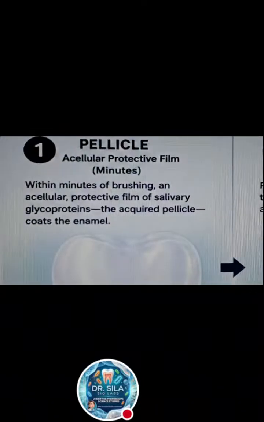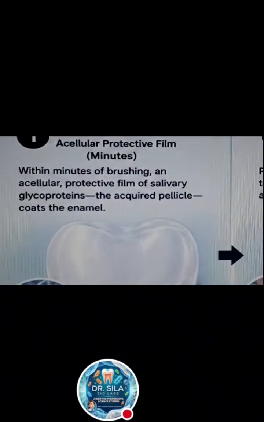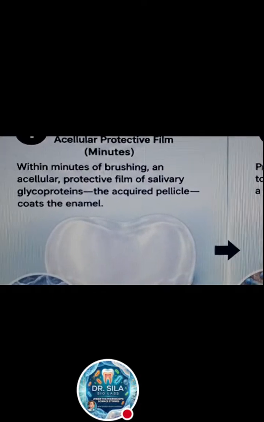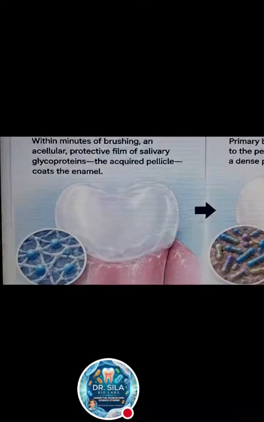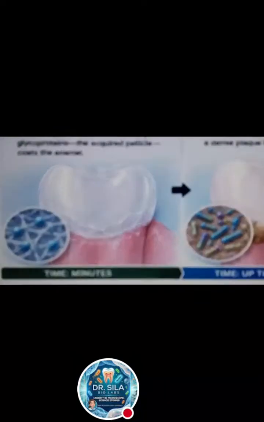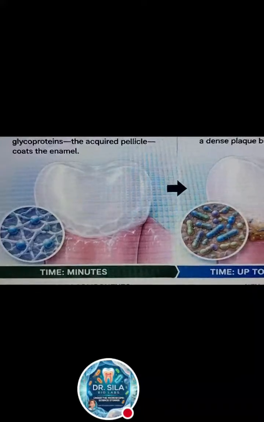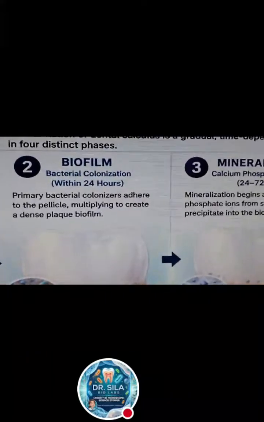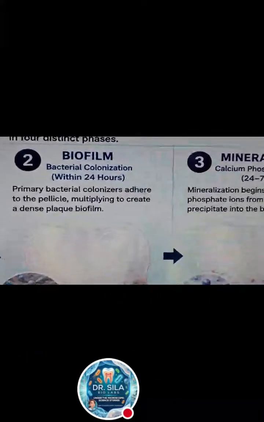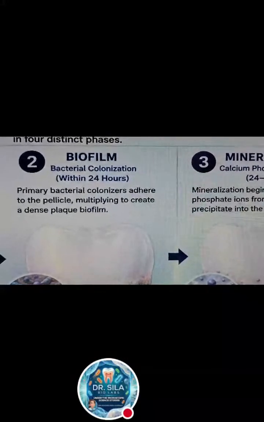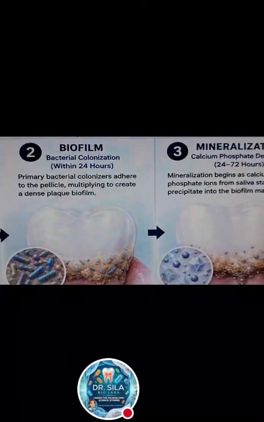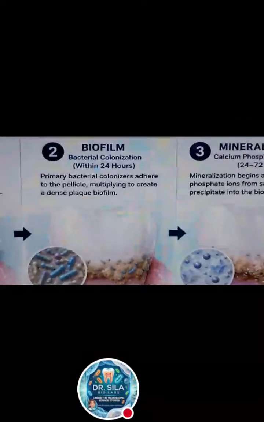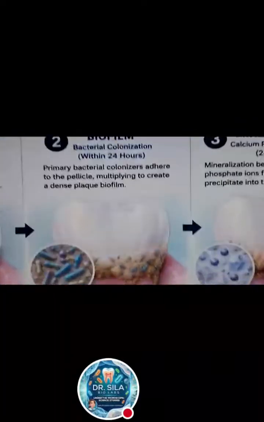Pathogenesis step by step. First, the pellicle is formed within minutes of brushing. An acellular protective film of salivary glycoproteins, the acquired pellicle, coats the enamel within minutes. Then biofilm, that is plaque. Bacterial colonization within 24 hours. Primary bacterial colonizers adhere to the pellicle and multiply to create a dense biofilm.